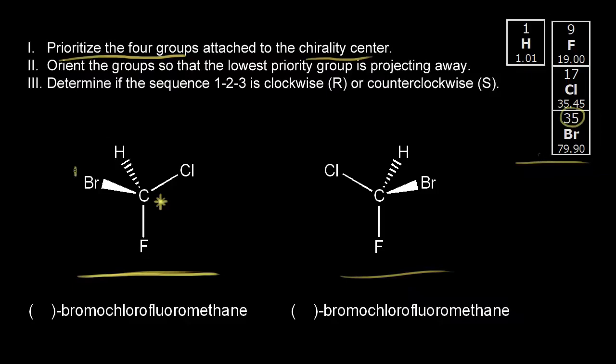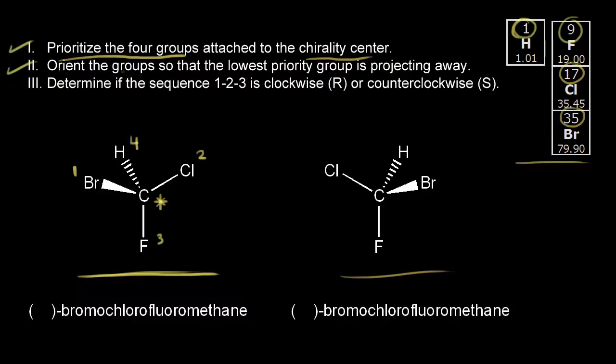We're going to give the bromine a number 1. Chlorine has the next highest atomic number at 17, so chlorine gets second highest priority. Fluorine has the next highest with a 9, so fluorine gets a 3. And finally, hydrogen is the lowest priority group with the lowest atomic number of 1, so hydrogen gets a 4. So step 1 is done.